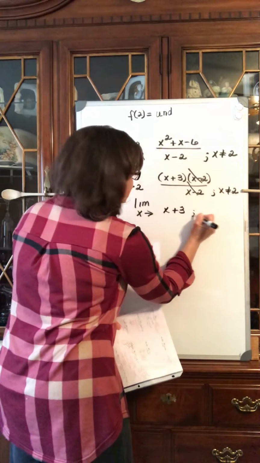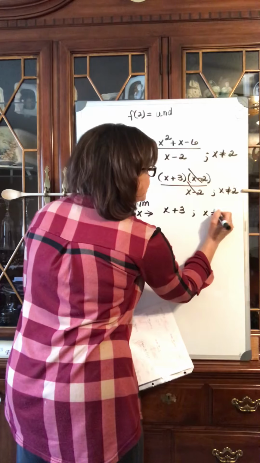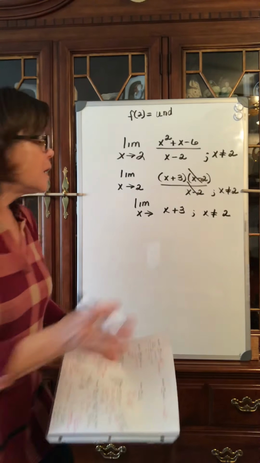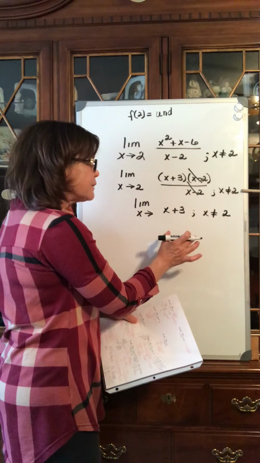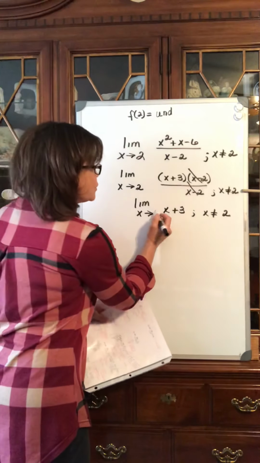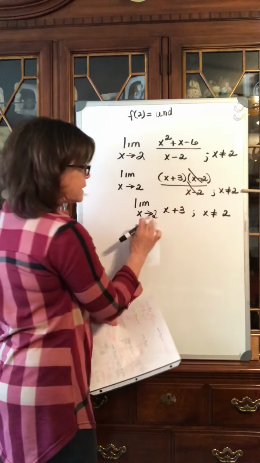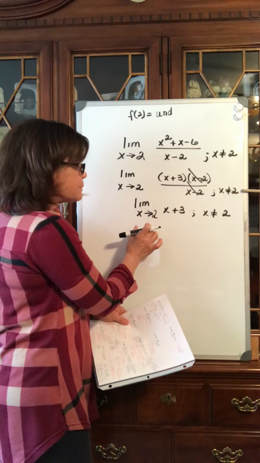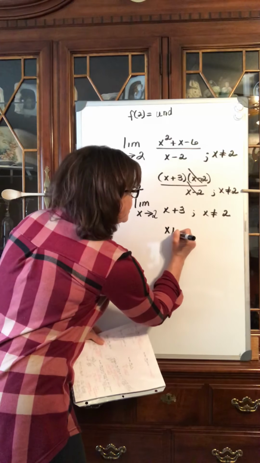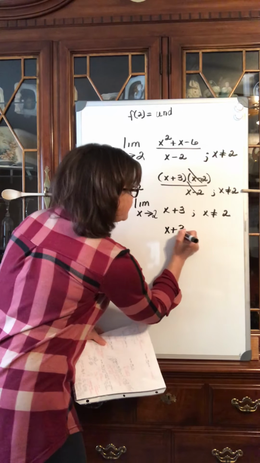I still have to keep in mind that x cannot equal 2. The function is definitely undefined at an x value of 2. But now that I'm done simplifying my function, I can go to direct substitution. When you go to direct substitution, you drop out your limit notation. So it's going to be just 2 plus 3, which is 5.